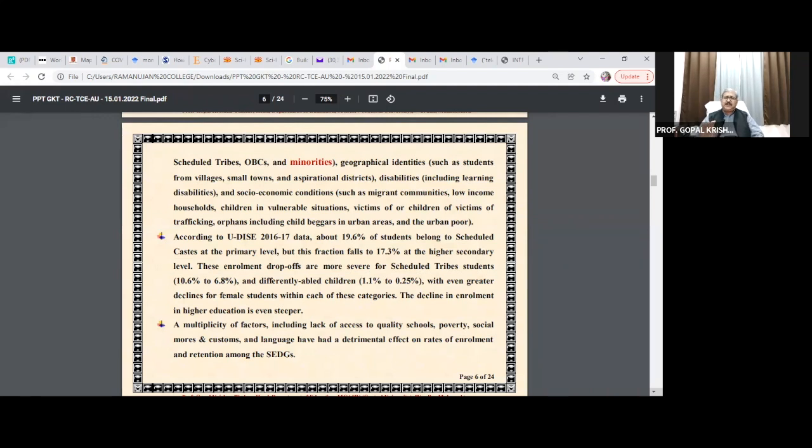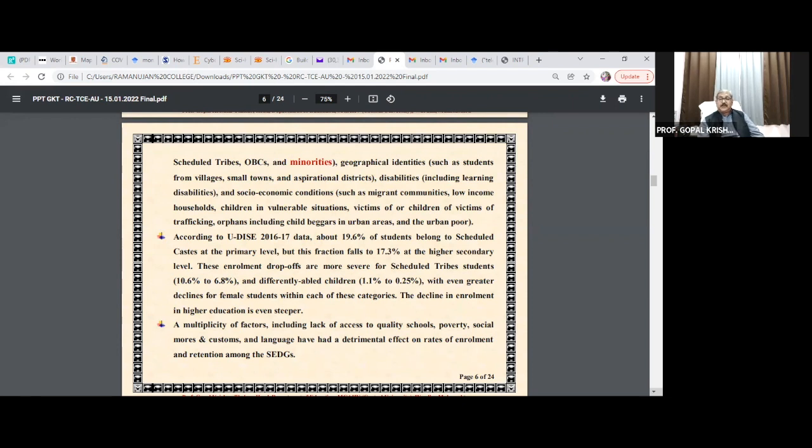So the total plan of action and the implementation strategy would be focusing on providing adequate, more than sufficient means so that their educational processes do not have any hindrance. And why are these things there? A multiplicity of factors, including lack of access to quality schools, poverty, social mores and customs, and language have had a detrimental effect on the rates of enrollment and retention among the SEDGs.